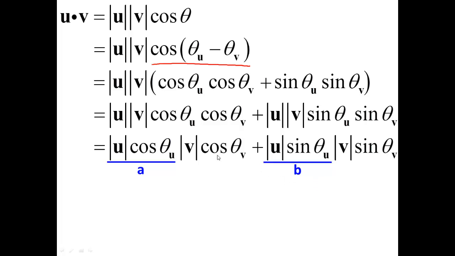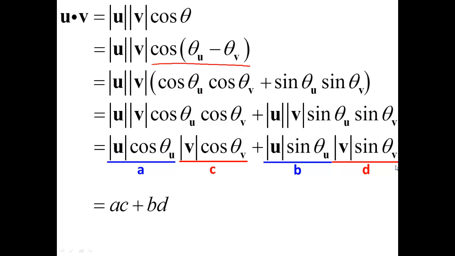And we can do the same thing with the v vector. Magnitude of v cosine of theta sub v, magnitude of v sine of theta sub v, and those represent c and d. Remember, we're using vector u, which was ab, and vector v, which was cd. So by manipulating this in this way, really I've got a much simpler way to get my dot product.